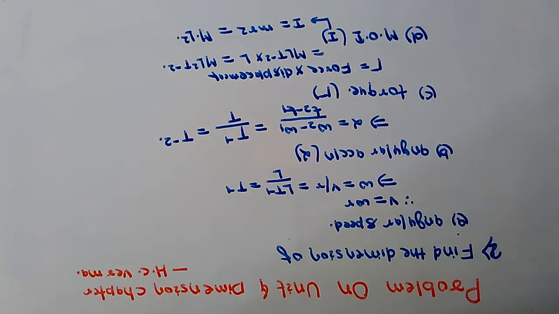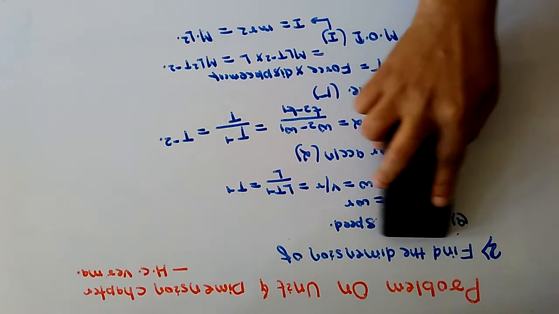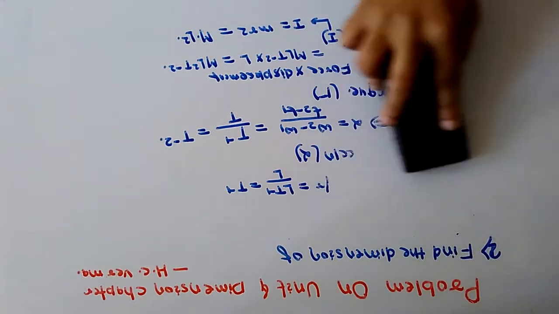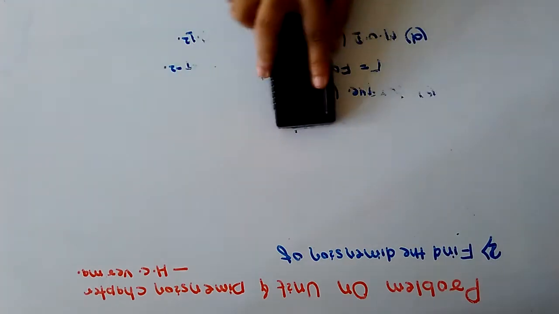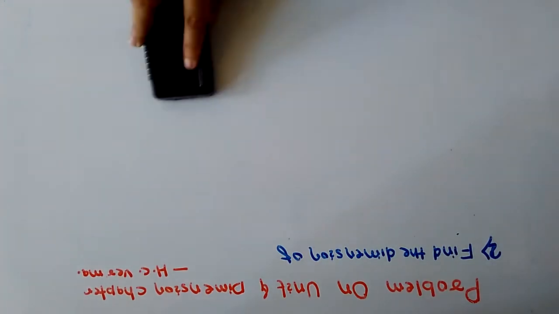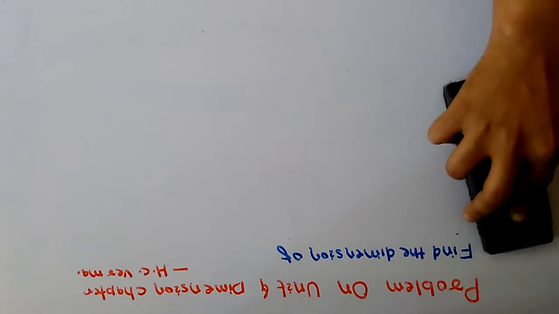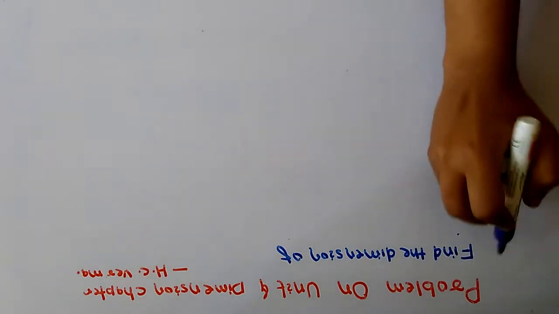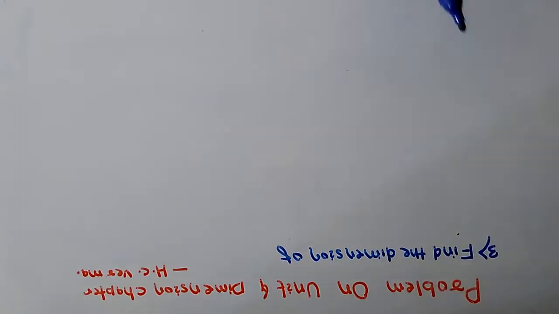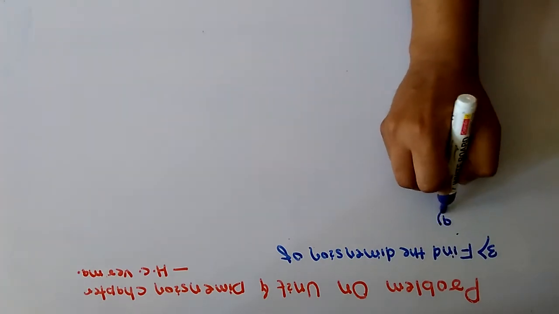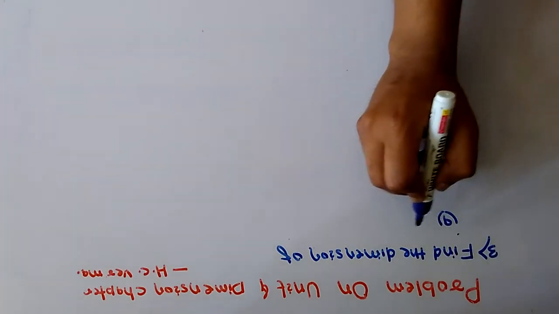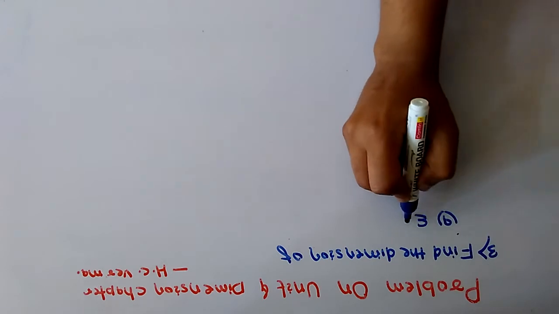Now the next question is to find the dimension of electric field, magnetic field and magnetic permeability coefficient. Magnetic permeability. Okay, so this is question number 3. We have to find out the dimension of electric field.